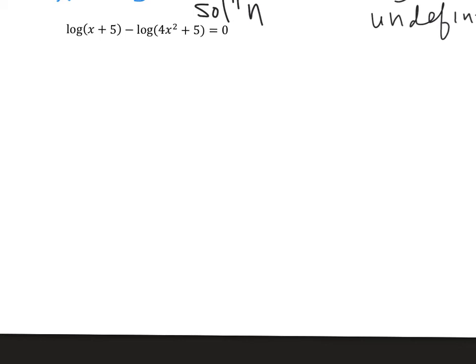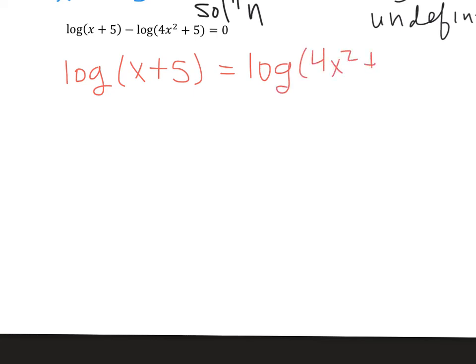All right, let's try this example. We want to get those log terms on either side. So we're going to add that second one to both sides. So we get log of x plus 5 equals log of 4x squared plus 5. Okay, these are common logs. So in our second step, we are going to make each of these log terms the exponent on that base of 10. So the exponent undoes the logarithm, and we are just left with x plus 5 equal to 4x squared plus 5. And now we want to solve for x.